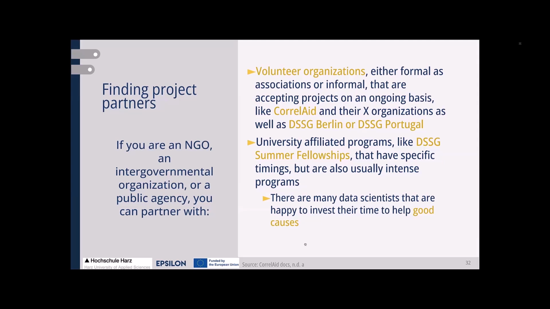And here, if you're an NGO, you can contact CorrelAid, Data Science for Social Good Berlin or Portugal, or any other existing Data Science for Social Good organization, and you will find an overview on our platform at the European map. But be aware that there are many data scientists out there who are happy to invest their time to help good causes.